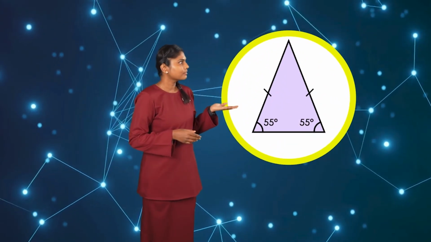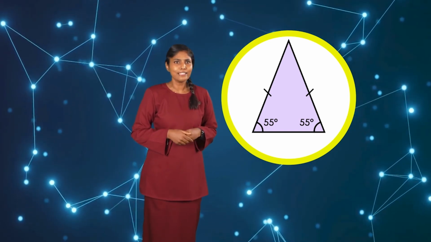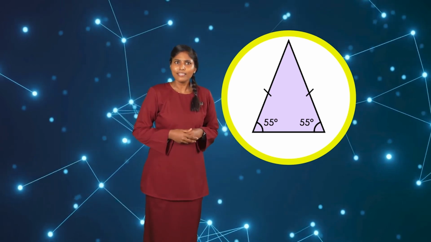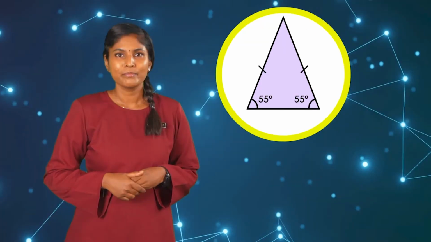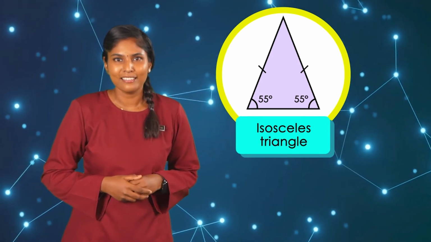Moving on, observe this triangle. This triangle looks very similar to a triangle that I demonstrated. What is the name of this triangle? Bravo! This is an isosceles triangle.